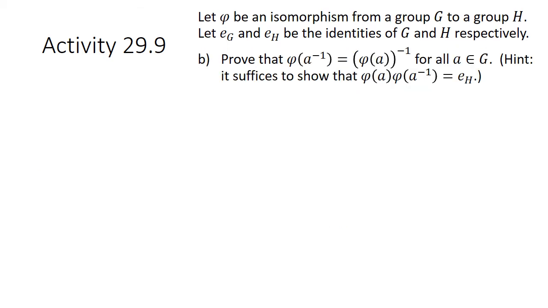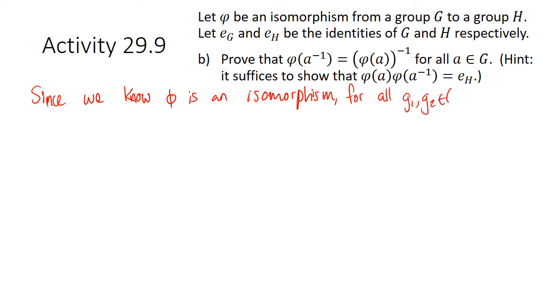Okay, so part B, prove that phi of a inverse equals the inverse of phi of a for all a in G. The hint is that it suffices to show that phi of a times phi of a inverse equals EH. Okay, so since we know that phi is an isomorphism, I'm just writing the same thing I did on the last slide. For all g1 and g2 in G, phi of g1 g2 equals phi of g1 times phi of g2.